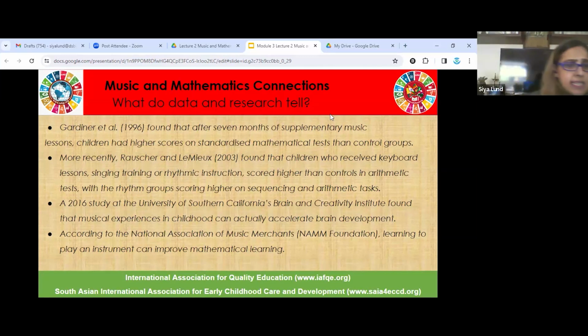A 2016 study at the University of Southern California's Brain and Creativity Institute found that musical experiences in childhood can actually accelerate brain development. Wow. And according to the National Association of Music Merchants, learning to play an instrument can improve mathematical skills. Actually, believe all this is true.